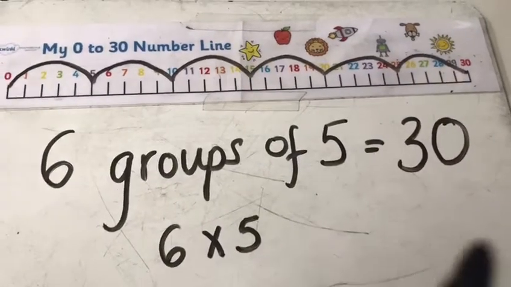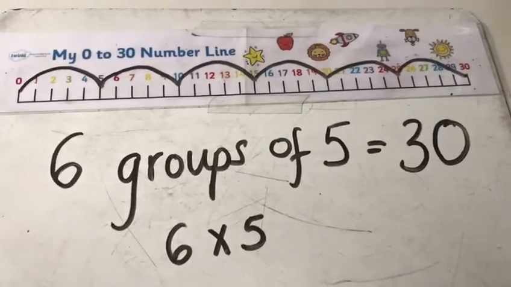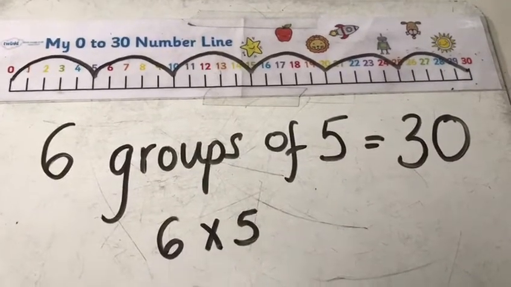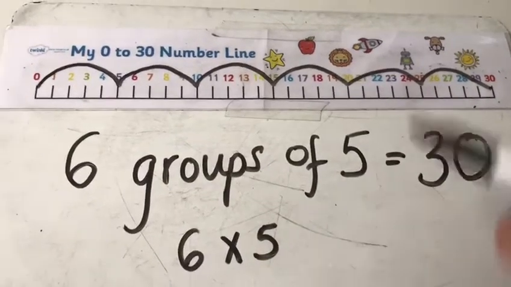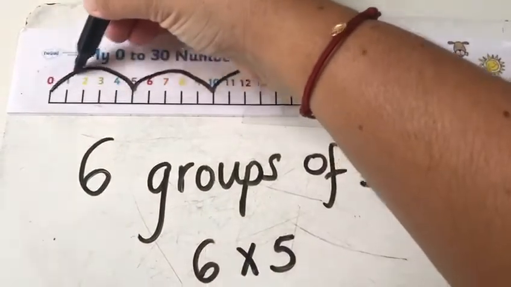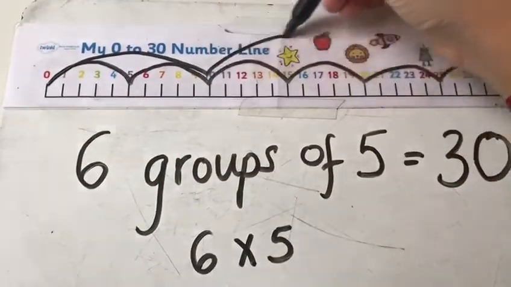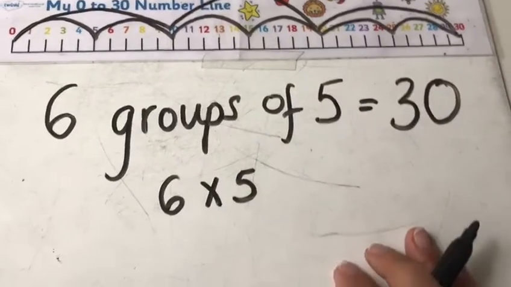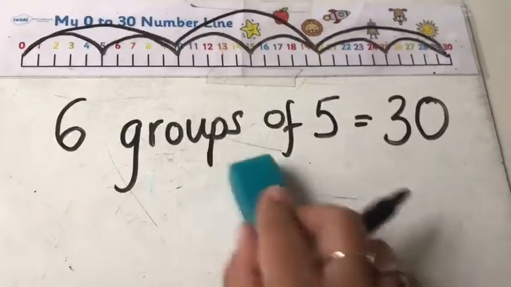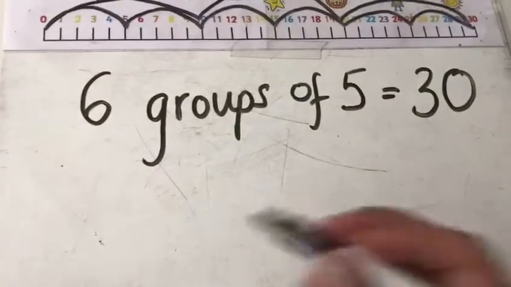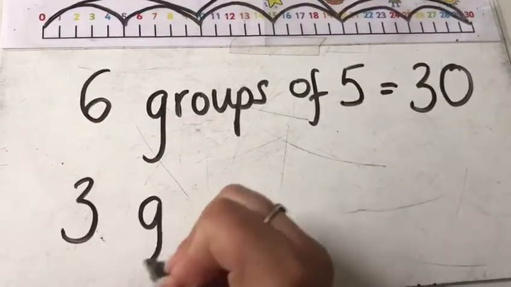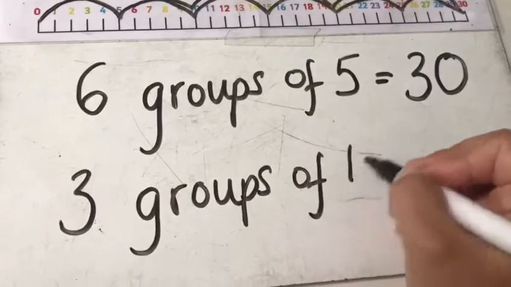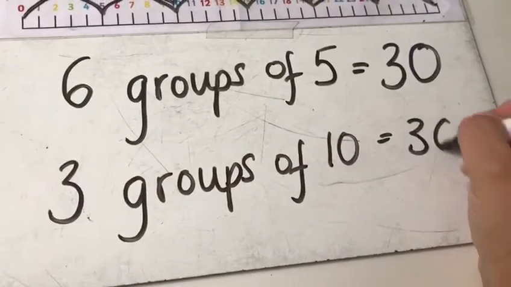Now I can also count in 10s like I did for the other question. So remember, I'm going to do half the number of jumps because my jumps are bigger. So count with me in 10s. 10, 20, 30. So my question, if I were to do it that way, would be 3 groups of 10 equals 30.